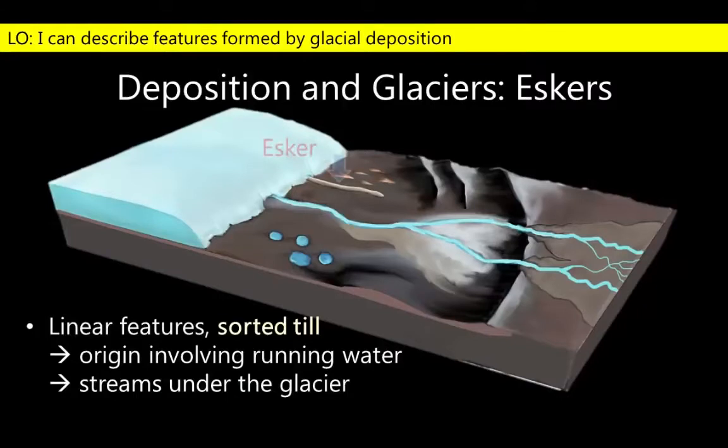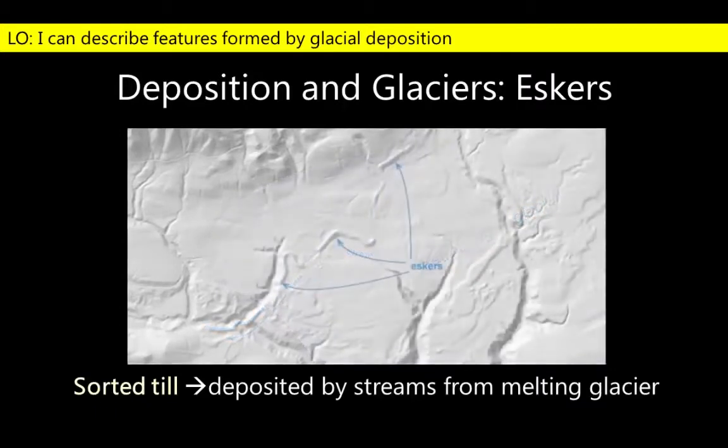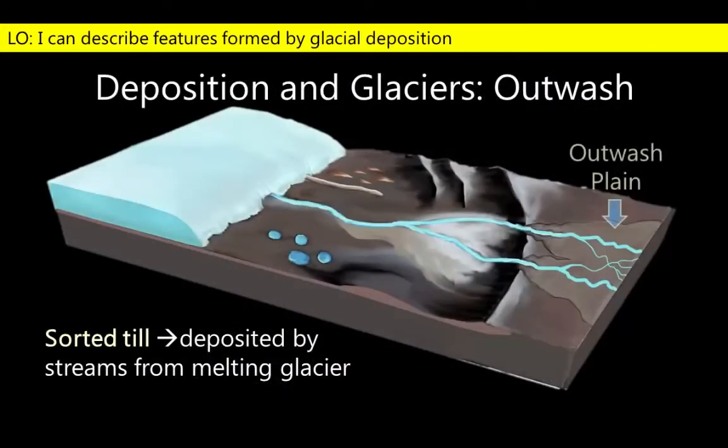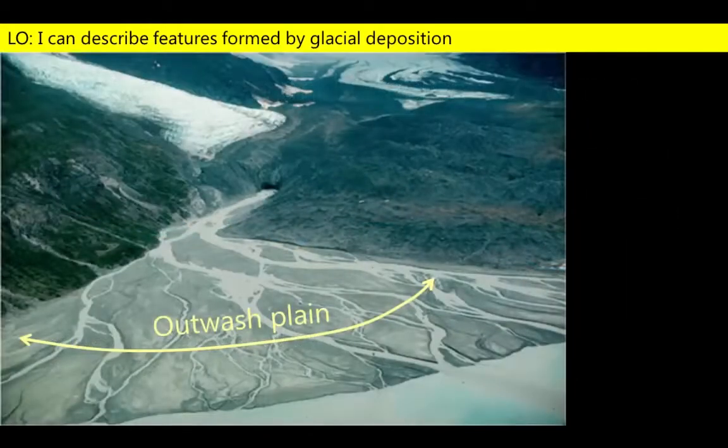A feature known as an esker may be formed when till is sorted by streams flowing at the base of the melting glacier. The sediment deposited within these subglacial streams leaves behind a skinny, sinuous landform. Likewise, as the glacier melts and its ice turns to water, meltwater streams transport sediment away, depositing some of it in the adjacent outwash plain.